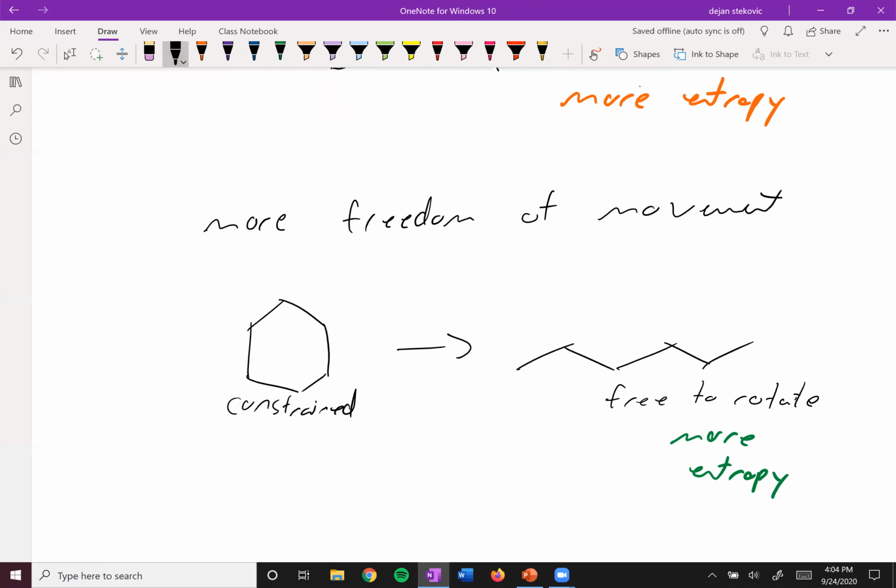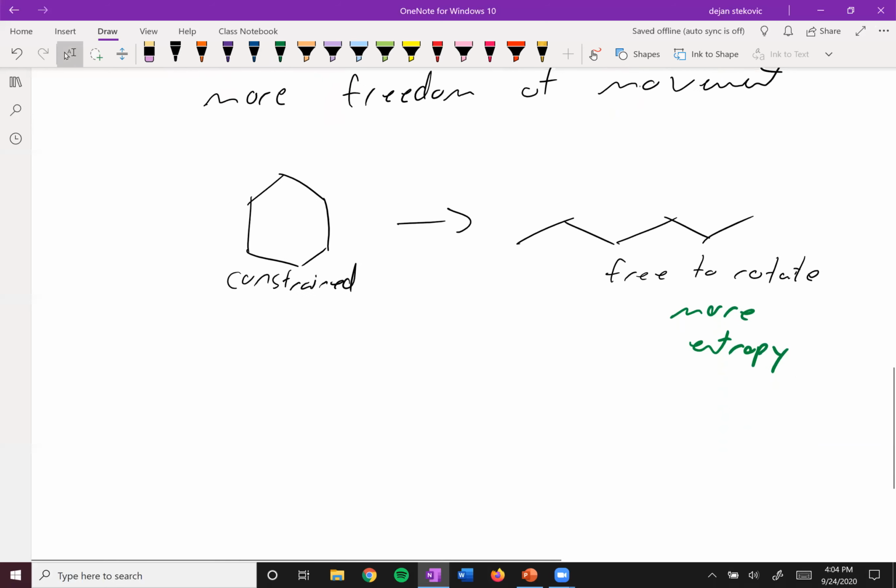And so in general, if you have more ways to organize a system, you're going to have more entropy. We'll see that in organic chemistry, and one good example is the formation of a gas. Anytime you have a gas forming in a reaction, that's a good driver of the reaction because that's a huge increase in entropy.